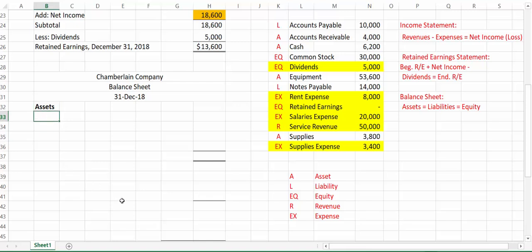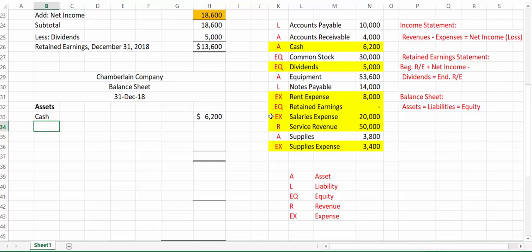On our balance sheet, our assets are listed in order of liquidity, meaning the most liquid, the easiest to turn into cash, comes first, and then the least liquid later. This is US GAAP. If you are looking at international statements, it's a little bit different. Our most liquid asset is always going to be cash. Sometimes it's called cash and cash equivalents. And remember, our cash was $6,200. Again, we're going to highlight that so we know we used it.